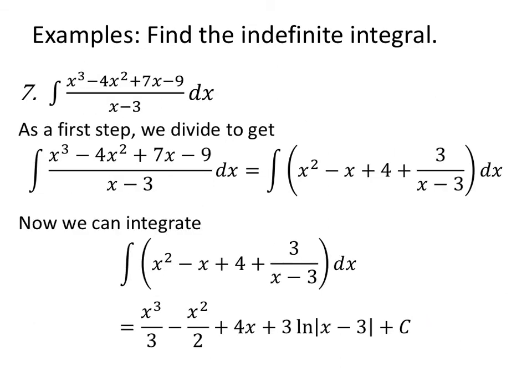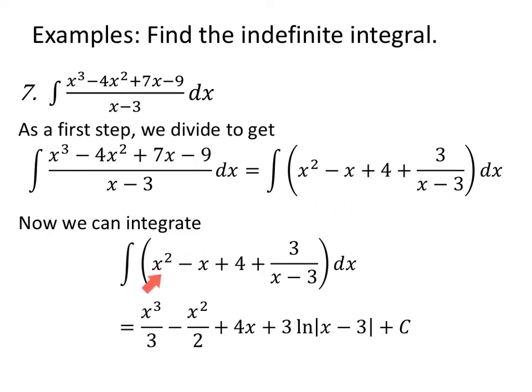If we have an integrand that is an improper rational expression, an improper rational expression is when the degree of the numerator is larger than the degree of the denominator, I encourage you to divide as a first step. Use synthetic division, use polynomial division, divide in whatever way you're most comfortable with, but x cubed minus 4x squared plus 7x minus 9 all over x minus 3 has a quotient of x squared minus x plus 4 with the remainder 3 over x minus 3.